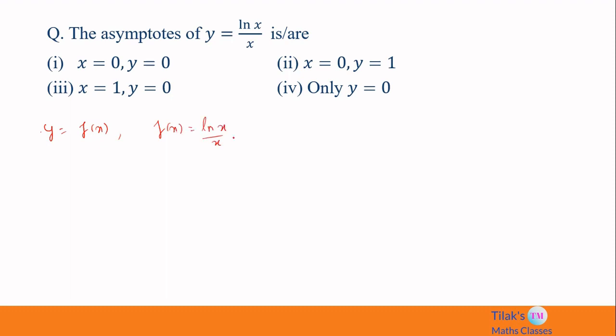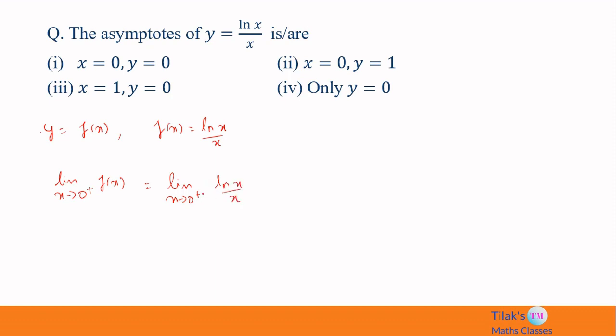Now, for the existence of a vertical asymptote, we require the function to tend to plus or minus infinity at some x = a. Here clearly we can see that since there is x in the denominator, when x becomes equal to 0, the function value will tend to infinity. But ln x is not defined at x = 0. So, we will consider the limit on the right side, the limit as x tends to 0 plus of f(x), which is equal to the limit as x tends to 0 plus of ln x by x.